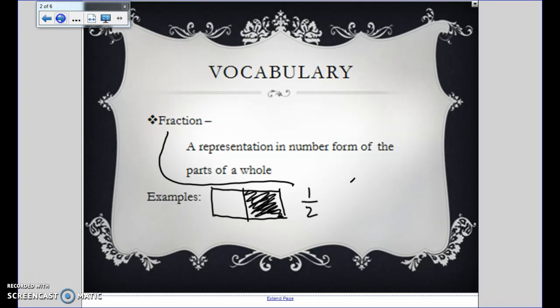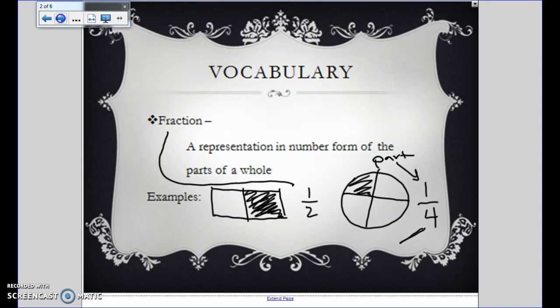We could have even a circle looking one too. We could have maybe 4 pieces and one of them shaded in. And so to represent that we have one of the 4 pieces shaded in, we would use the fraction 1/4. One part is shaded, and altogether, to make a whole, there are 4 pieces. So the parts of a whole. So one part of the 2 pieces to make it whole. Parts of a whole. That's what a fraction is.